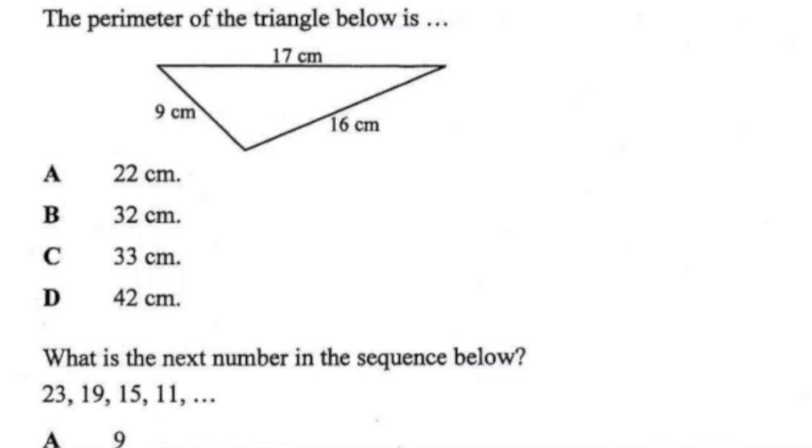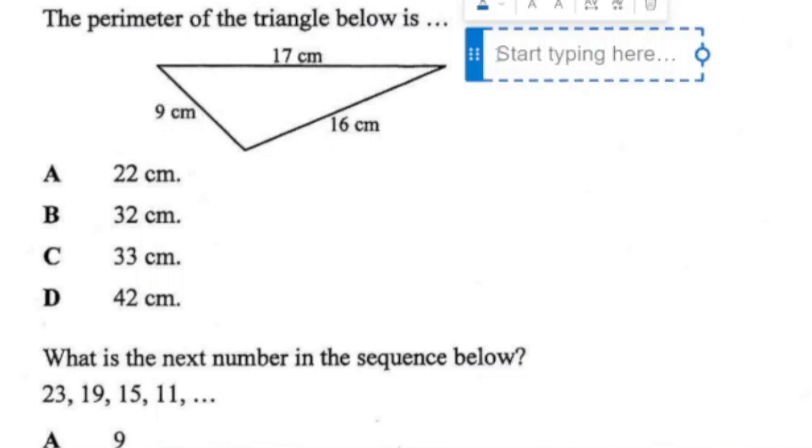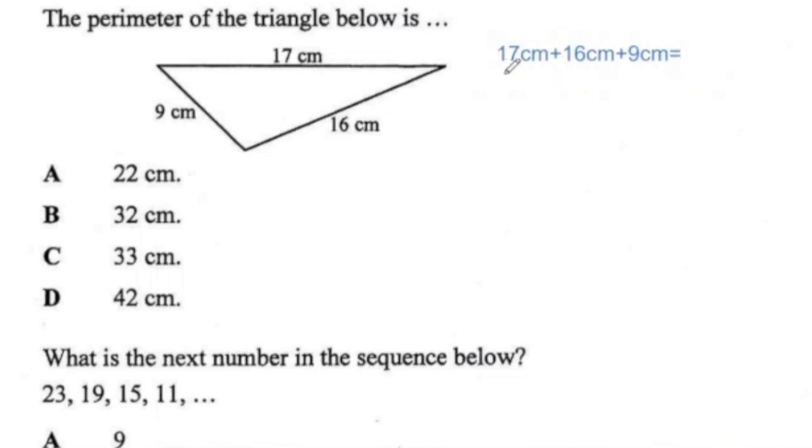So what we're going to do now is add this 17 centimeter plus 16 centimeter plus 9 centimeter. Okay, so I'm going to write it like that. 17 centimeter plus 16 centimeter plus 9 centimeter is equal to, so let's come here. When you add 17 plus 16, let's ignore the units. 17 plus 16 will give us 33. 33 plus 9 will give us 42.